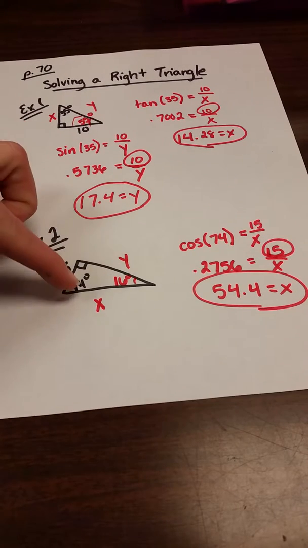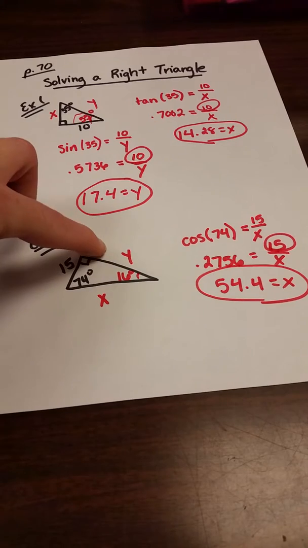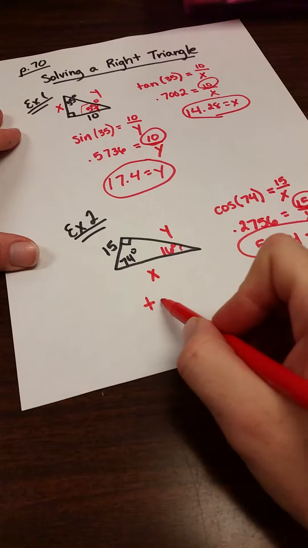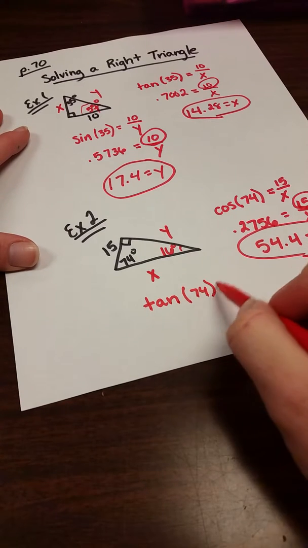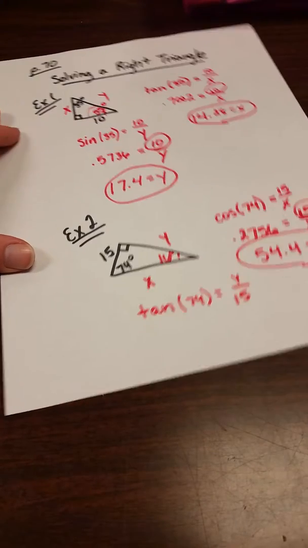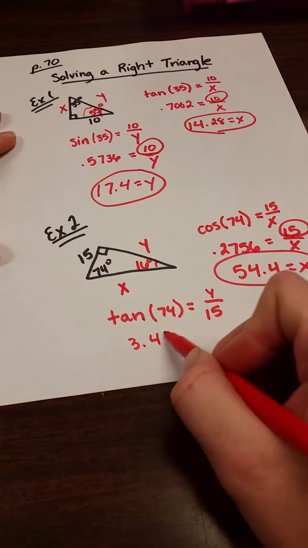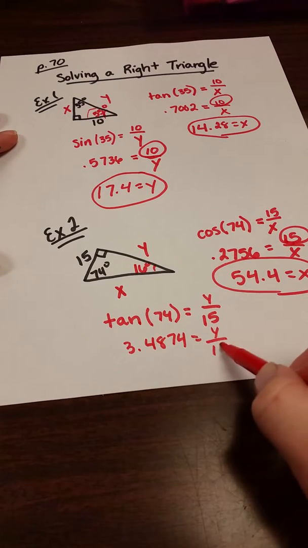For y, I'm going to use a 74 again. The 15 is still adjacent. The y is opposite. So I'm going to do tangent, because that's opposite and adjacent. Tangent of 74 equals opposite y over adjacent 15. Type in tangent of 74, and I get 3.4874 equals y over 15.